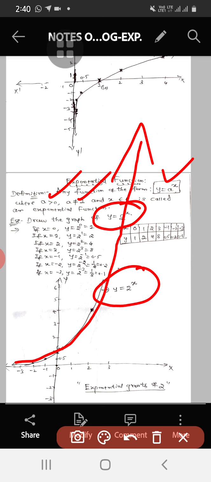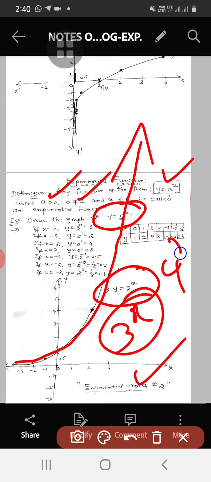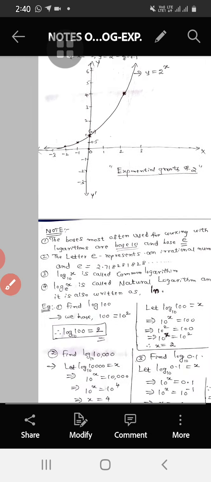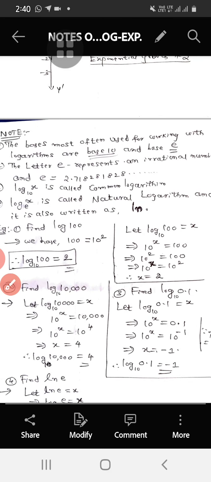That's why we say exponential growth, exponential growth of 2 to the power of x. Similarly, we can draw 3 to the power of x, and the graph of 4 to the power of x. These are all exponential functions. See here, I have listed some of the points here.